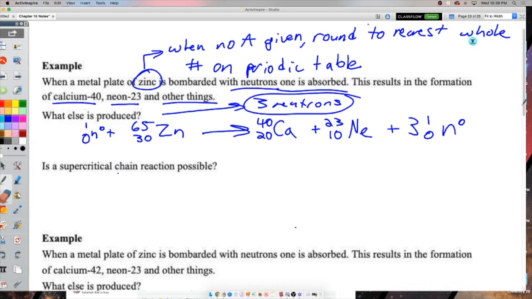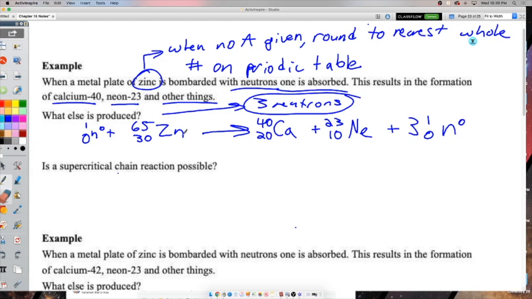Okay, now is a supercritical chain reaction possible? So what's that really saying? It's saying, can this reaction end up producing more than one reaction in the near future, right? Well, can it? It took 1 neutron to get it started, right? It hit a zinc atom. That zinc atom's back next to a bunch of other zinc atoms, and now it just sent out 3 free neutrons. So what's to stop those from making history repeat itself, right?